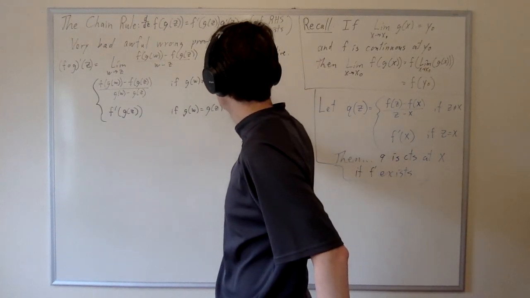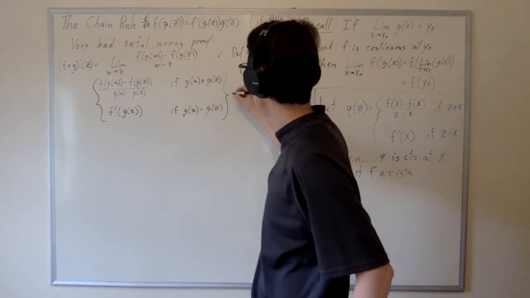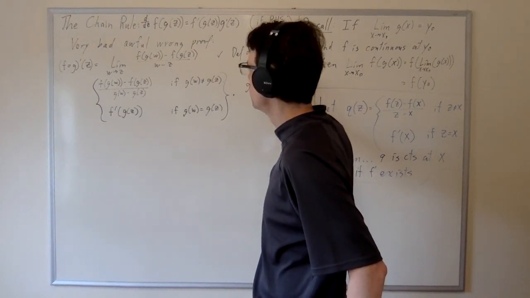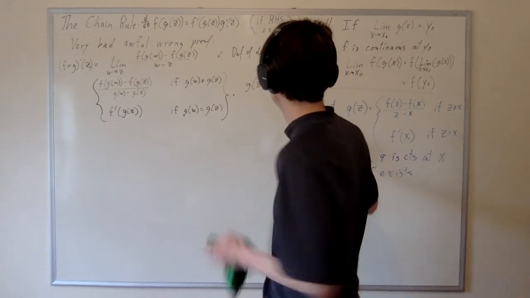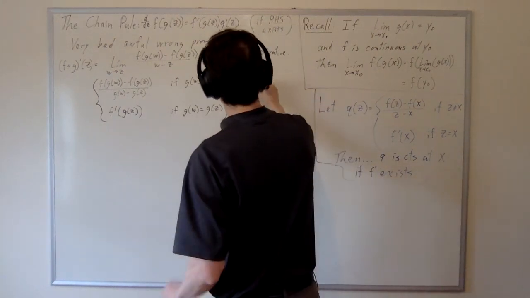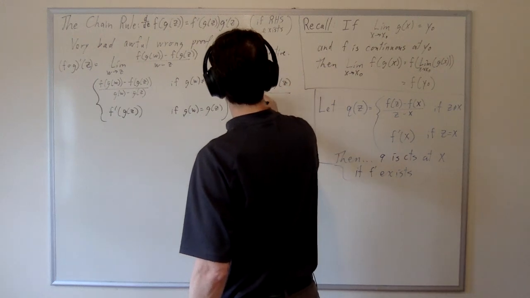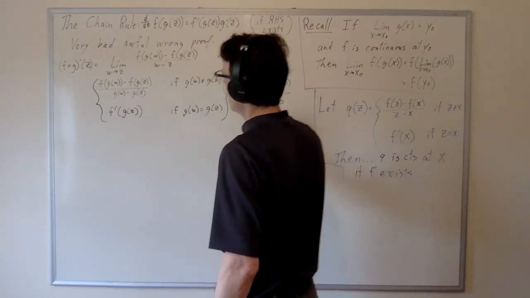So I'm going to take this entire function here, and I'm going to multiply that by, I should write g of w minus g of z over w minus z.